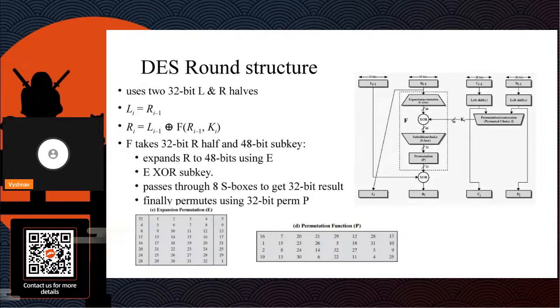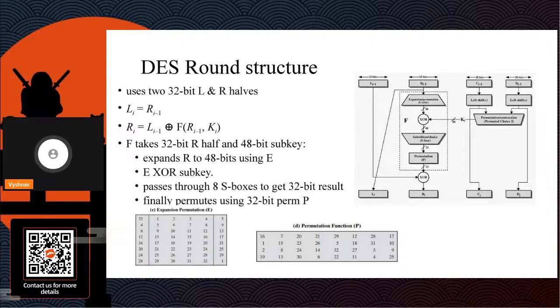Here Ri-1 is 32 bits. It is sent to the expansion table, and this produces 48 bits. This 48 bits is XORed with the 48-bit key and produces one more 48 bits. This is sent through the substitution boxes, and it produces 32 bits. There are 8 substitution boxes, each takes 6 bits input and produces 4 bits output. So 48-bit input gives 32-bit output.